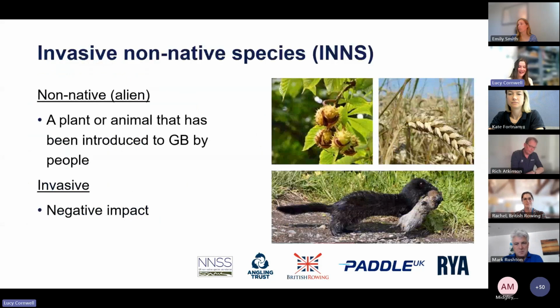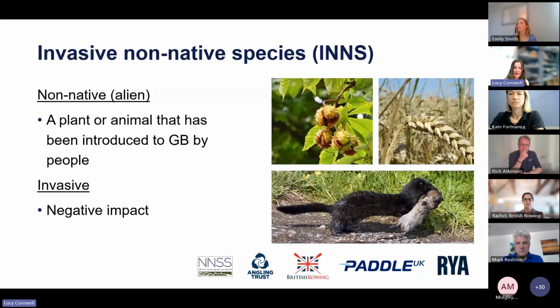Here we are. So to begin, it's really important to be clear what we mean by invasive non-native species. A non-native species is a plant or animal that has been introduced to a new area by people. We usually talk about them being introduced to Britain. Some examples of these are horse chestnut and wheat. Both of these are non-native species that have been introduced.